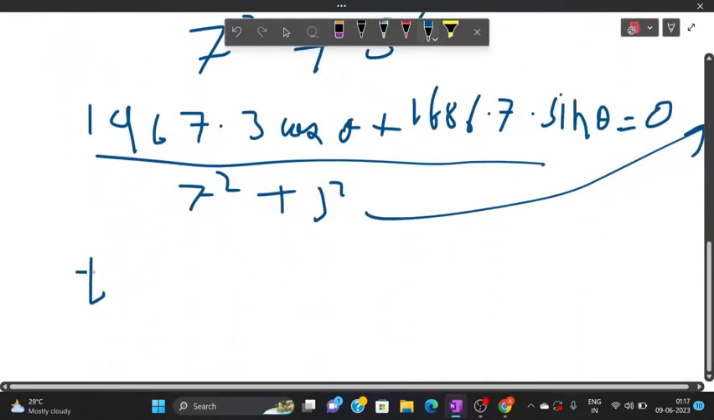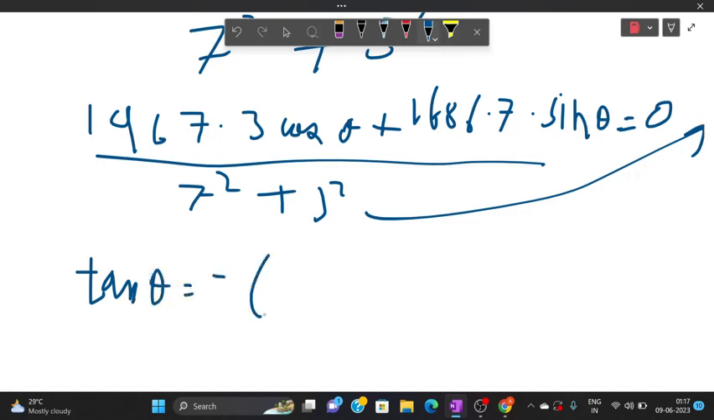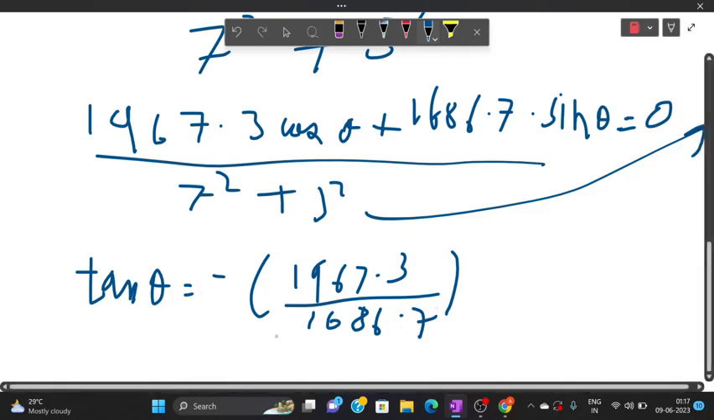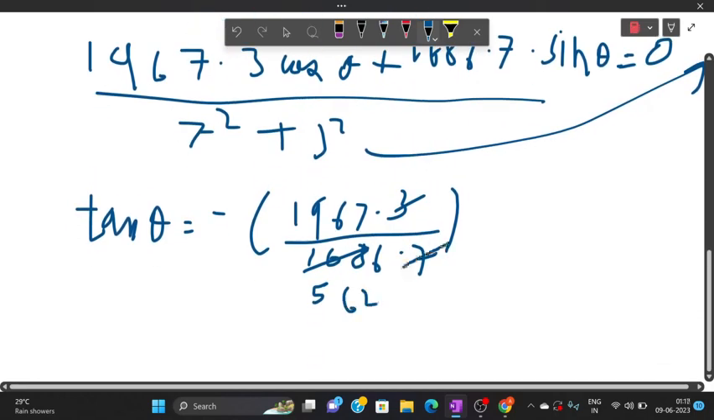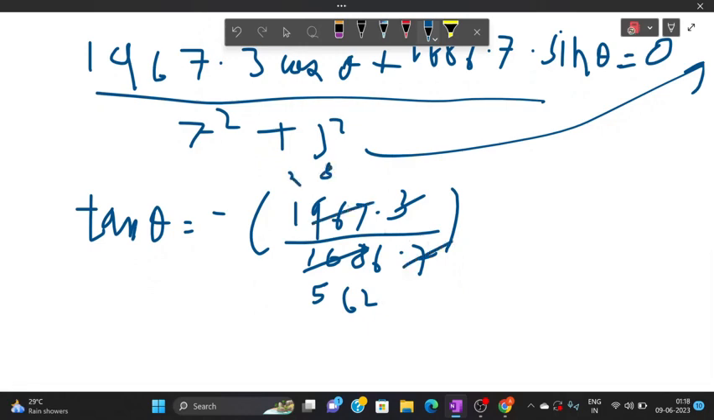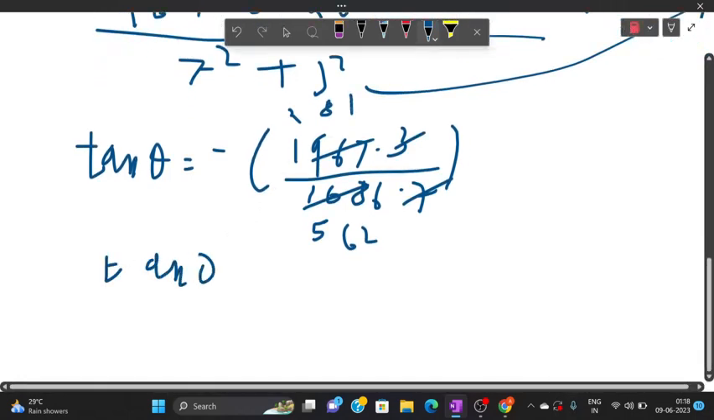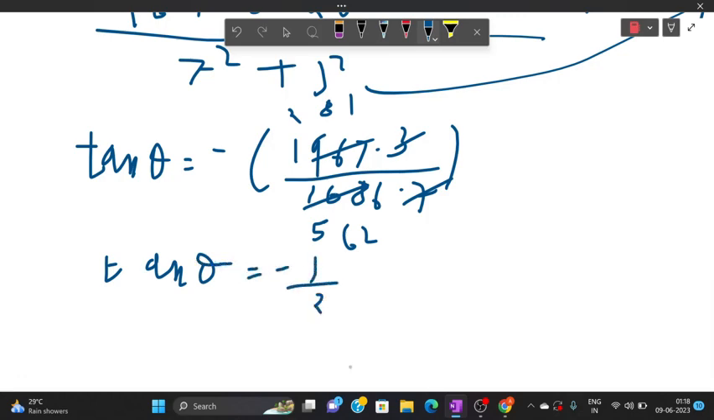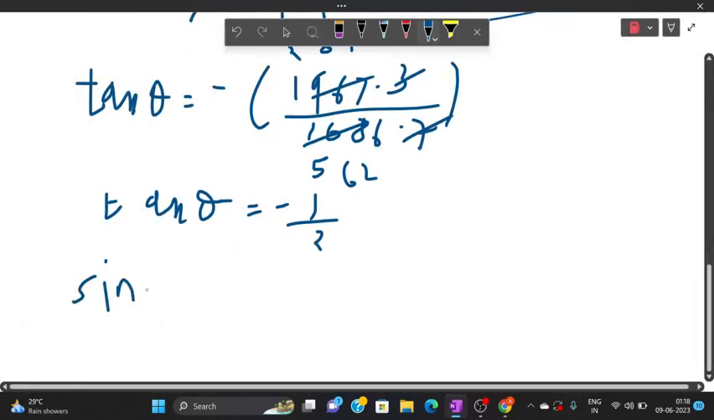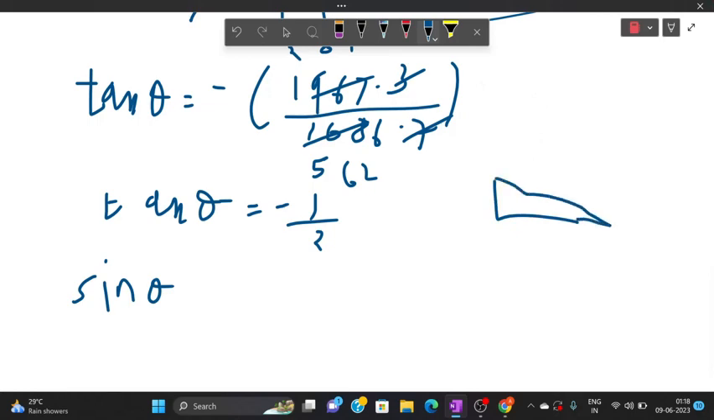So now we have that tan theta equal to minus of 1967 into 3 upon 1686 into 7. Now we need to do some simplifications. So this becomes 3 5s of 15 and 1 remainder. So 562. This becomes 7 2s of 14. So we get tan theta as minus 1 by 2. So now from the triangle we will have sine theta as minus 1 by root 5 and cos theta as 2 by root 5, right?